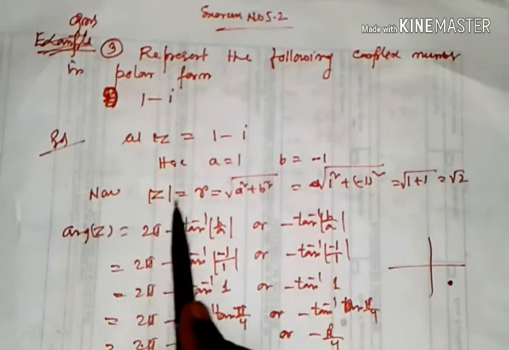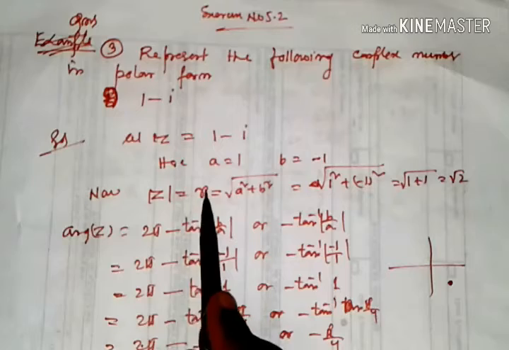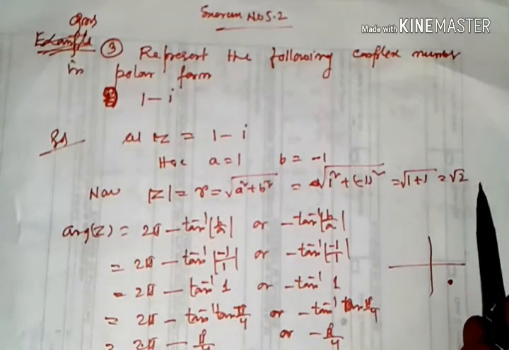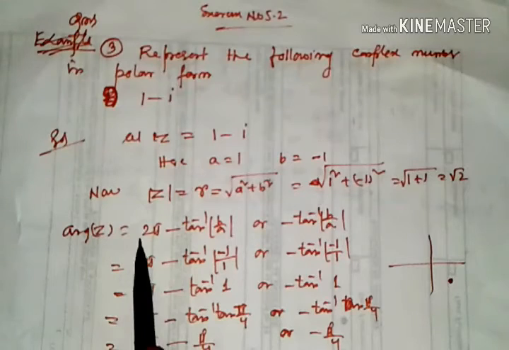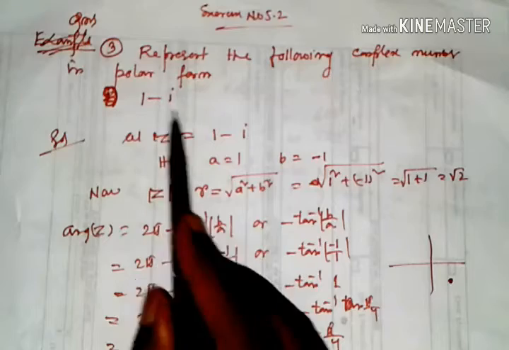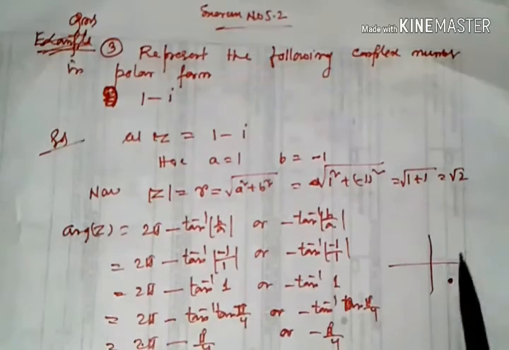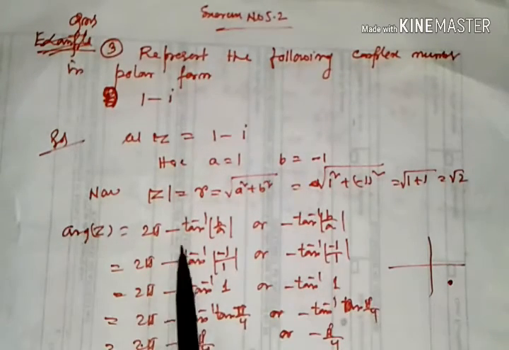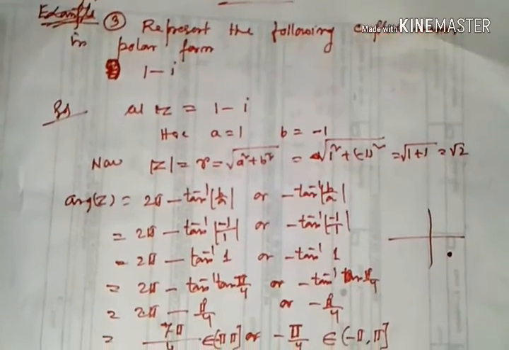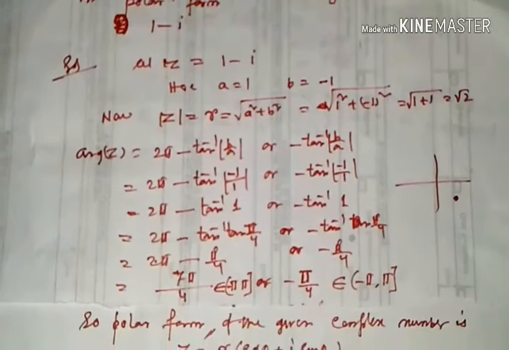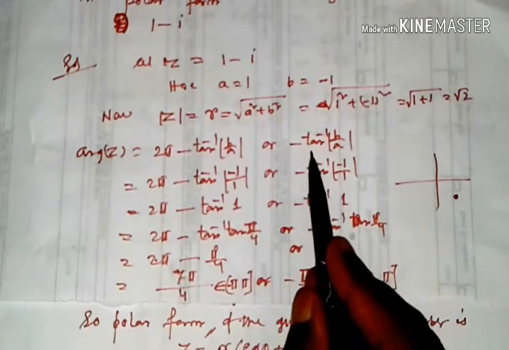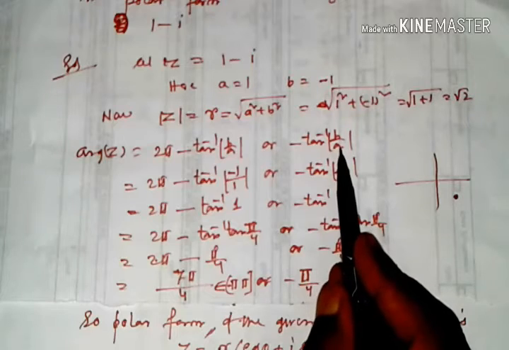Now modulus of z, in polar form we write it as r, is root of a square plus b square, this is root 2. Now, what is the argument of z? A is positive, B is negative, so it is in the fourth quadrant. Therefore, in the fourth quadrant, arg z is equal to 2 pi minus tan inverse b by a, or minus tan inverse b by a.